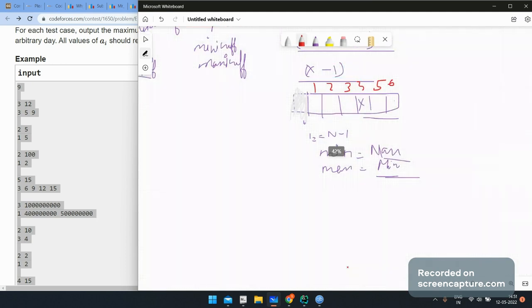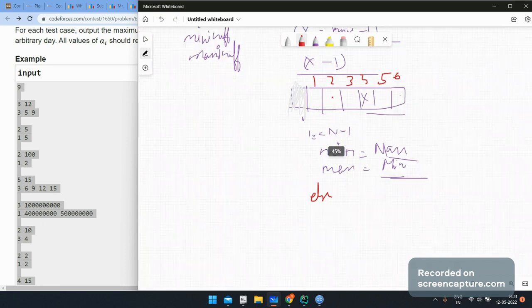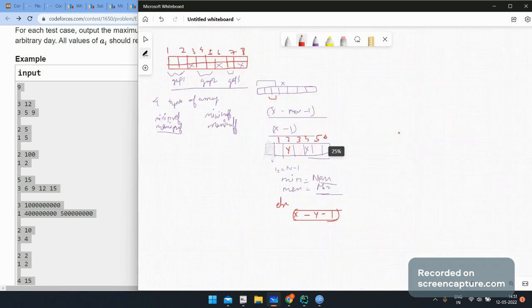Else we do it the same way. Suppose there was an examination here also; then we write x minus y minus 1 as the current gap, and we take the maximum and minimum correspondingly from the previous gaps we were having. So that's the scenario of minimum and maximum.